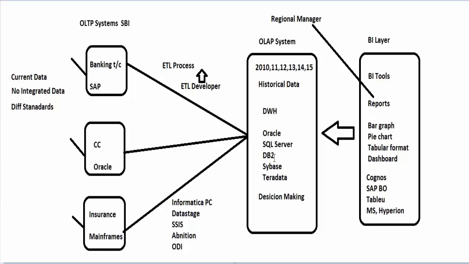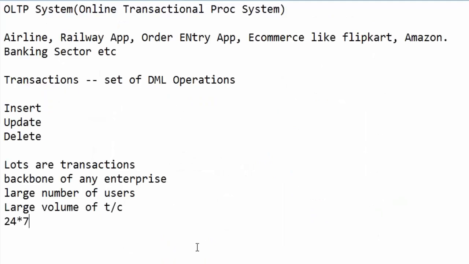Basically, when you talk about the data warehouse, there are two authors who have given their own definitions to understand what exactly a data warehouse is. One is Ralph Kimball. He said that a data warehouse is an RDBMS that is useful for analyzing the business operations.